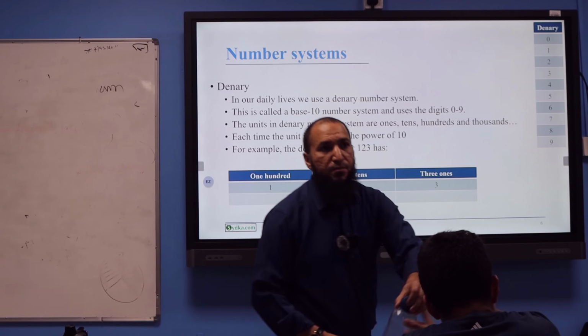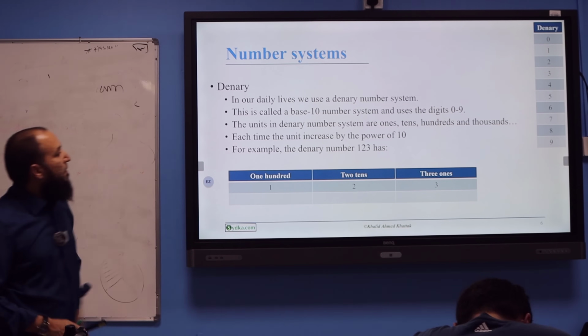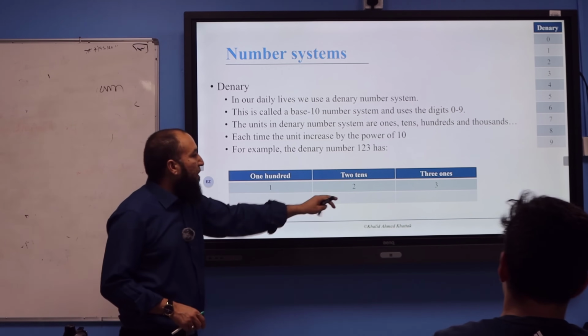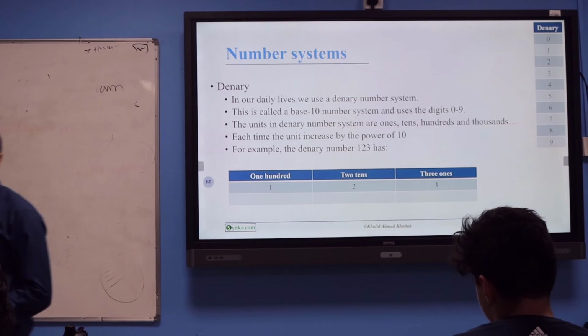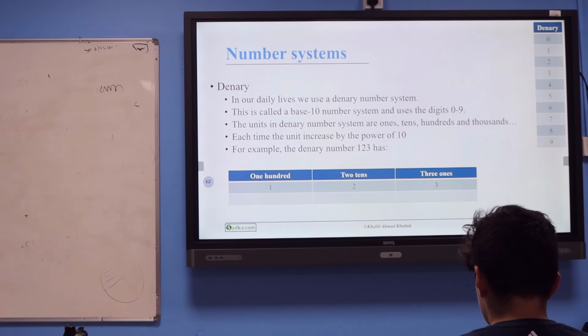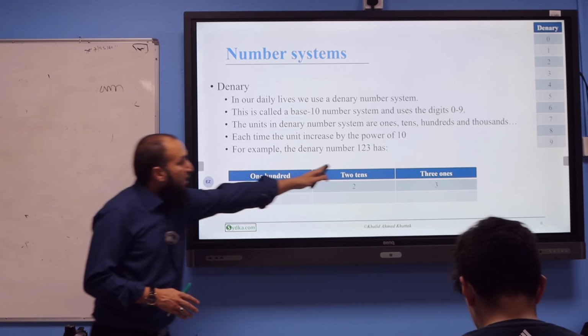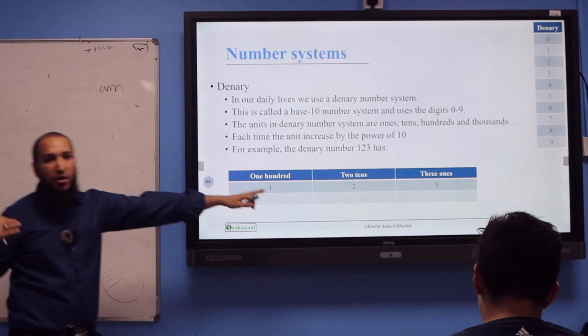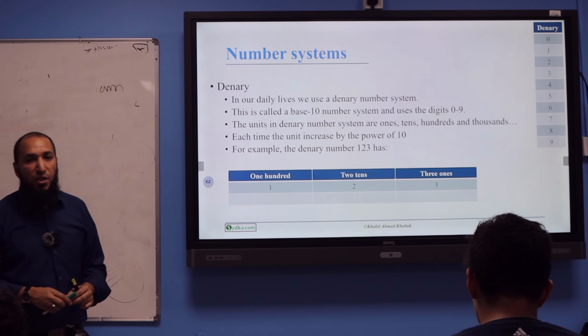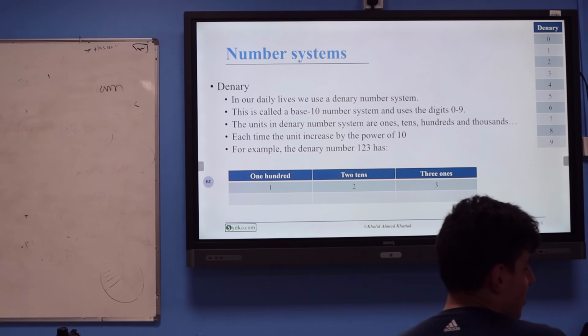The next one: for example, we have 123. How can we explain this in detail? Can you finish this quickly in a couple of minutes? Then I'm going to go to the next slide and explain how we see this in real life and how it is in the background. How do we deal with these numbers?